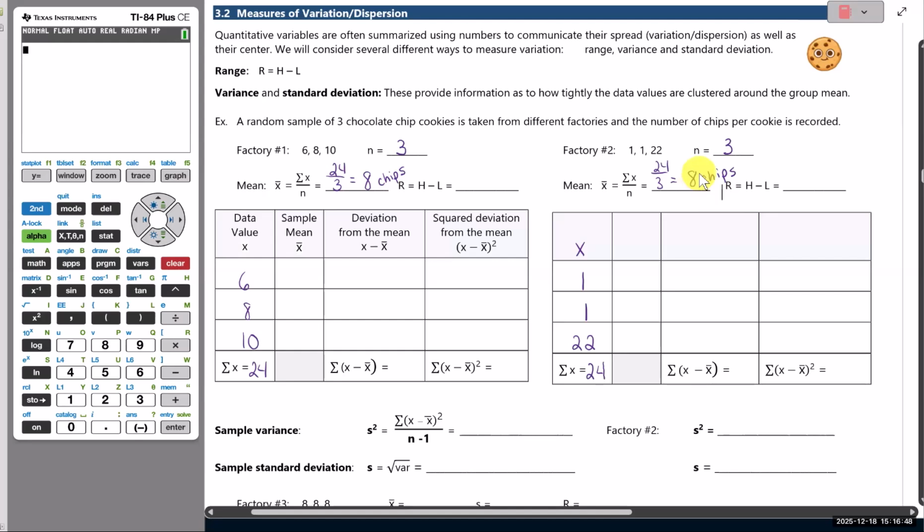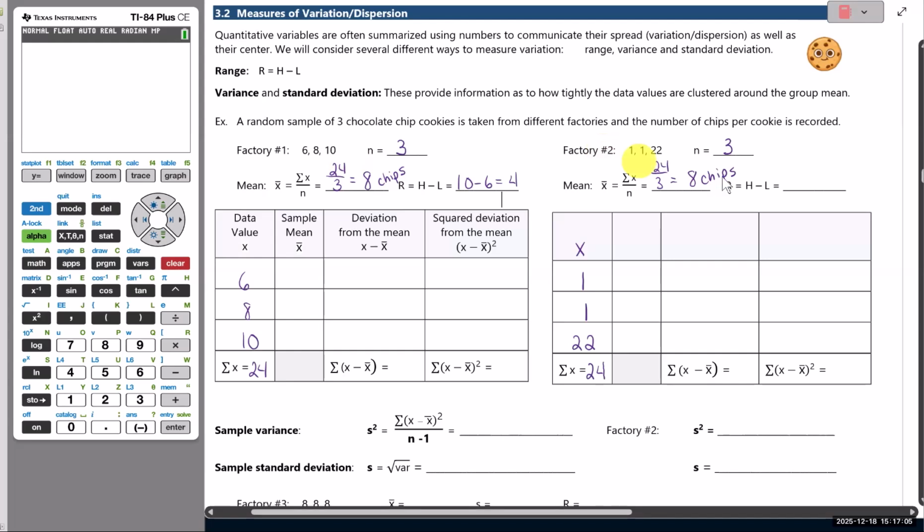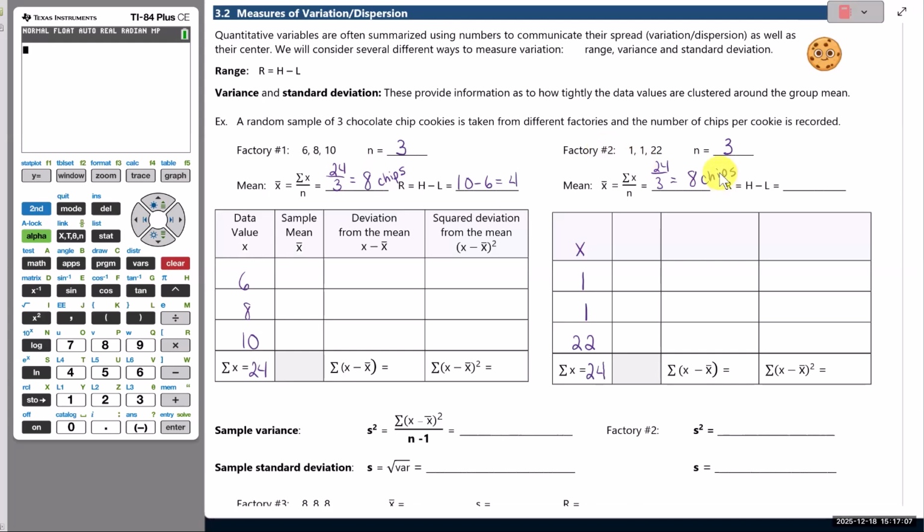So we will get to that in a moment, but I just wanted to go ahead and record the range for each of these data sets. So range is high minus low. So in the first factory, 10 minus 6 is 4. So it's the spread between the highest and lowest value. And then over here at factory number 2, the range would be 22 for the high, minus 1 for the low. So a difference of 21.